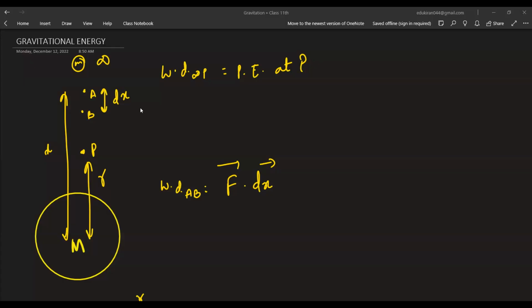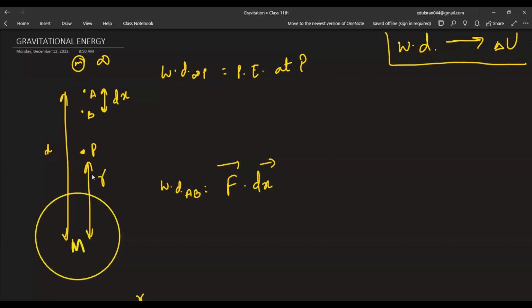So firstly, class, when you are performing work done from infinity to P point, it is actually potential energy at P. That's what I'm trying to tell you. Whenever you have the question for potential energy, work done always gets converted to the change in potential energy. This should be the key step for the solving of questions for you.